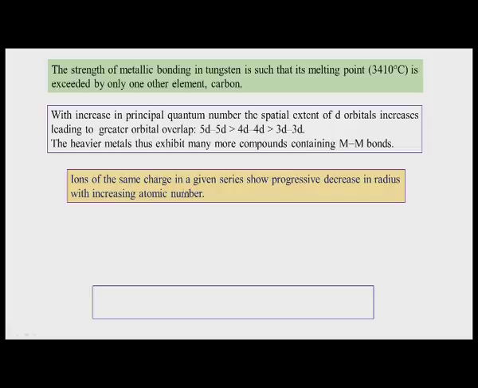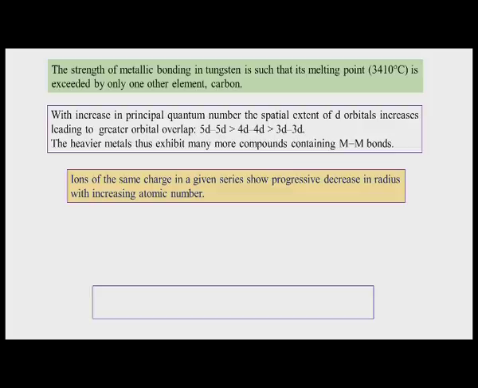So, for ions of the same charge in a given series, that means all of them are bivalent from left to right, from scandium 2 plus to copper 2 plus, there is a progressive decrease in radius with increasing atomic number. The charge in all cases will be 2 plus. So the positive charge we are considering is not changing much.